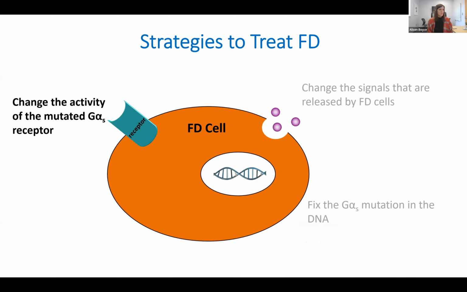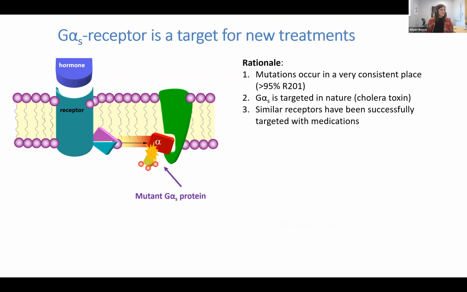All right, so we talked about how to change signals that are released by FD cells. And now I'd like to switch gears and talk about this mutated receptor. Is there any way to change the activity of this receptor that is turned on and signaling too much? There's been a lot of interest in using this as a potential treatment strategy, and we have some good reasons to think it will be an effective one. First off, the mutations that happen in G-alpha-S are really consistent. There's really one spot in the genome where they happen, and there's only two possible ways it can be mutated. So because it's so consistent, that makes it a really attractive possibility to try to develop a drug against it.